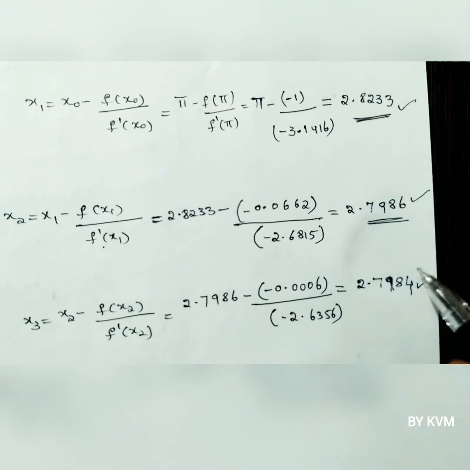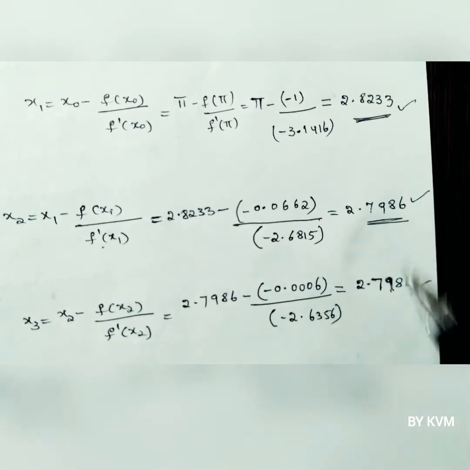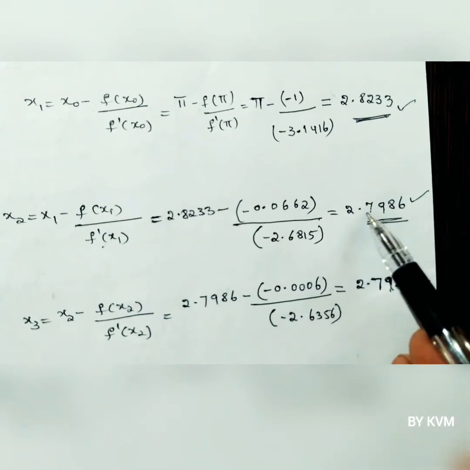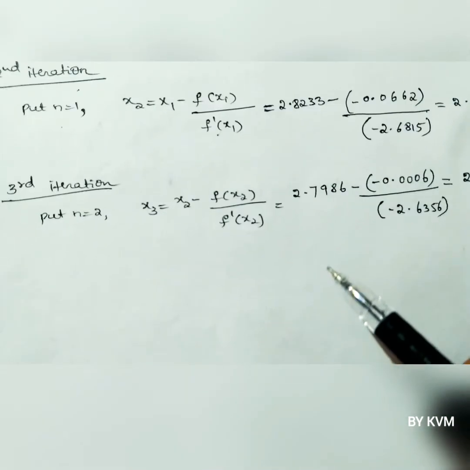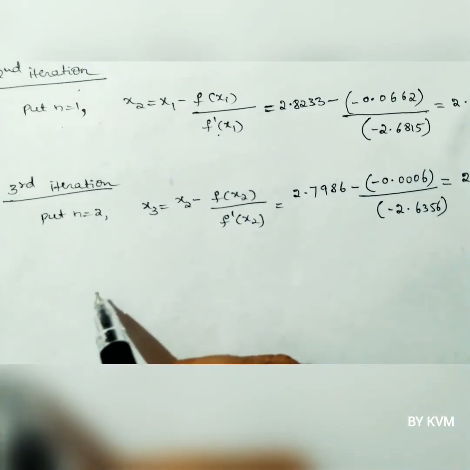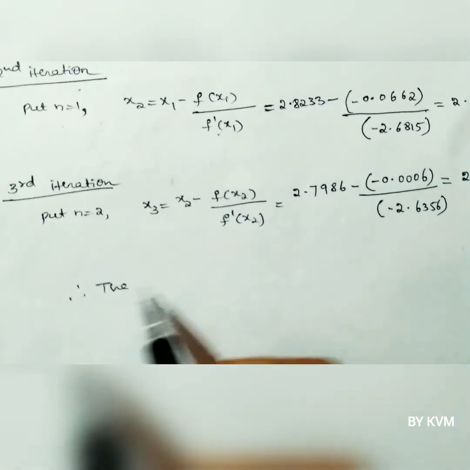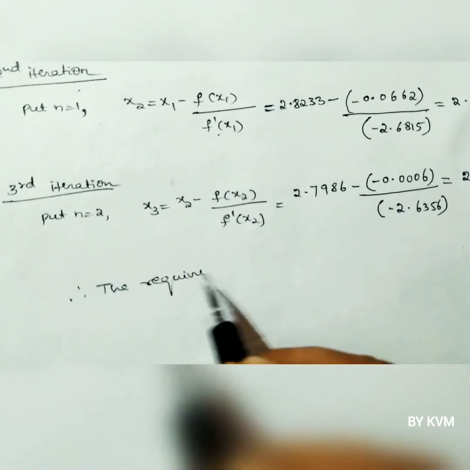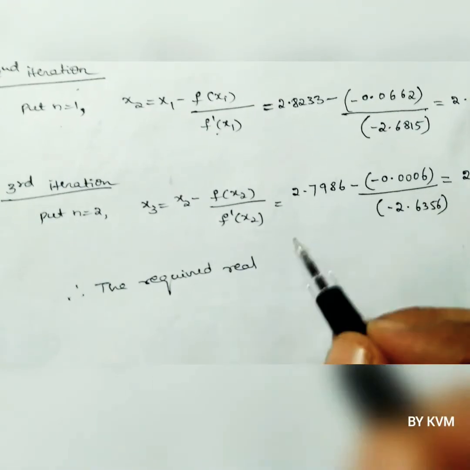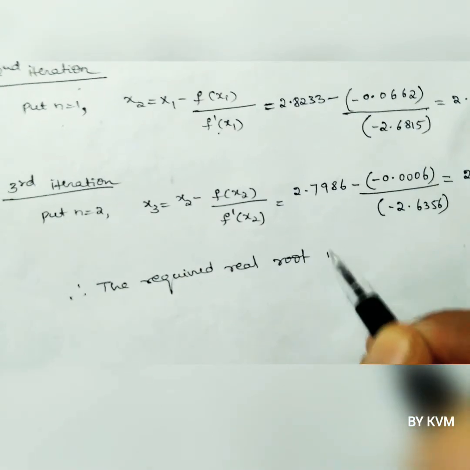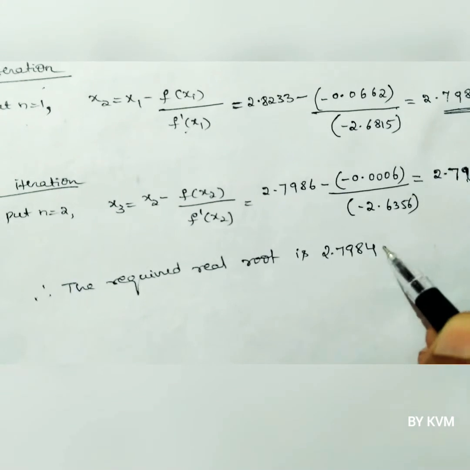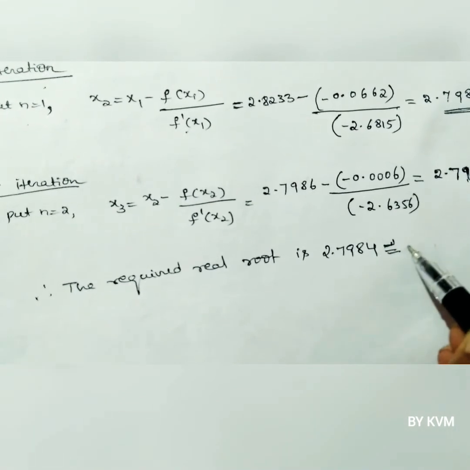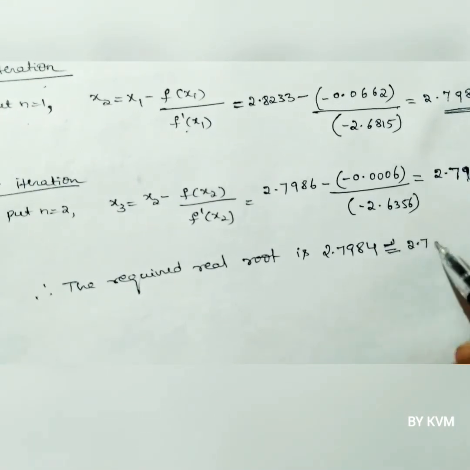So compare x2 and x3. After the decimal point, 3 decimal places are same. 0.798 here, 0.798. So 3 decimal places are same. So that is enough. We can stop the iteration process here. So therefore the required real root is 2.7984. If you want to keep this for 3 decimal places, so this is approximately equal to 2.798.